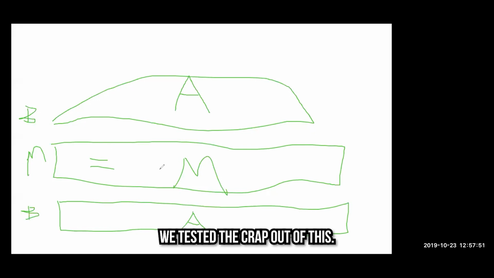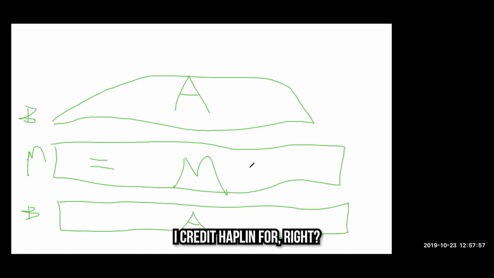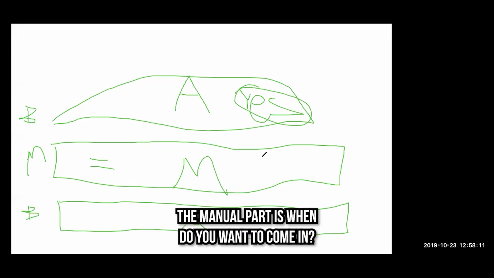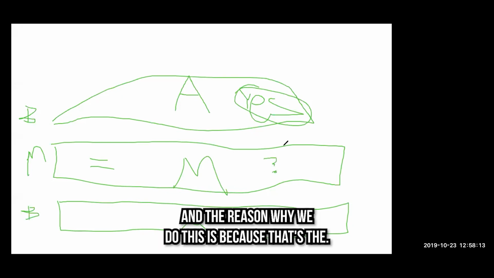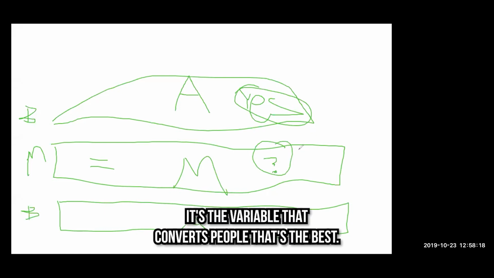We tested the crap out of this. We tried full automation. The numbers did not even come close to doing the hamburger method, which I credit Haplin for, right? So this is the part where we say, yes, we got your request for a free 10-day pass or free snow cone. The manual part is, when do you want to come in? And the reason why we do this is because that's the variable that converts people the best.